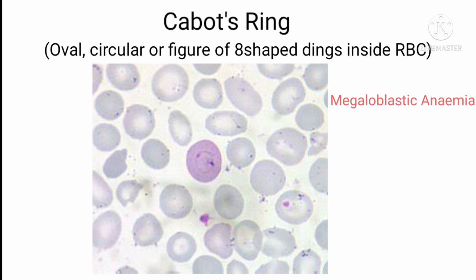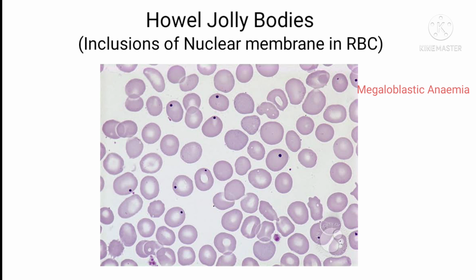The next one is Cabot's ring. When the RBC contains an oval, circular, or figure of 8 shaped ring inside it, it is known as Cabot's ring. It's mostly seen in megaloblastic anemia. Next one is Howell-Jolly bodies. These are nuclear remnants of chromatin material. It's mostly seen in megaloblastic anemia or post-splenectomy.